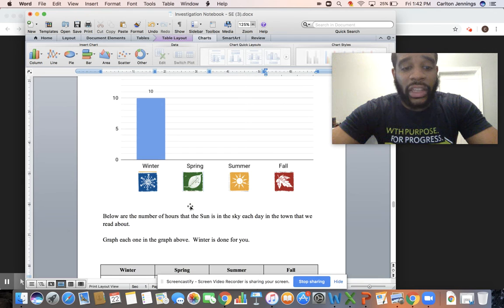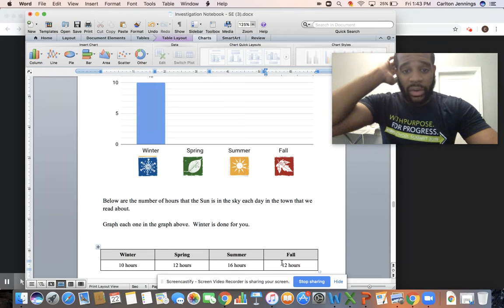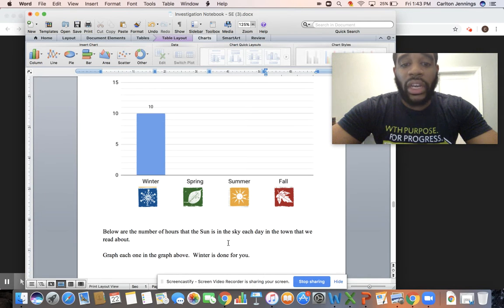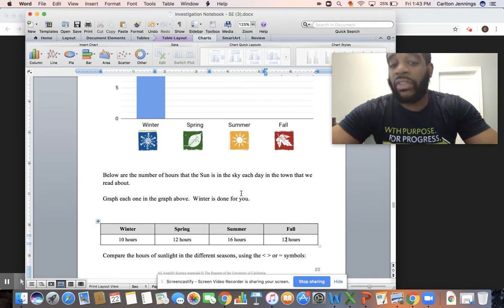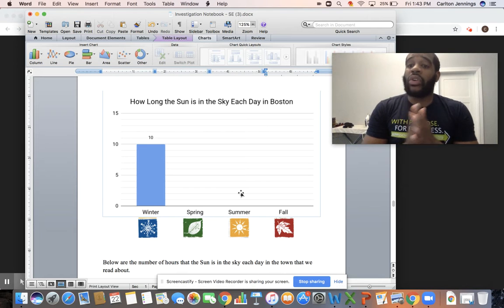Next is spring. At the bottom, we have the number of hours the sun is in the sky each day in the town that we read about in the book. So we have winter, 10 hours, spring, 12 hours, summer, 16 hours, and fall, 12 hours. We have winter already done. Spring, summer, fall are the ones that we need to do. We know that spring has more hours than winter, so this bar should go up more. In the summer, it is 16 hours, which is even more than spring. And in fall, it is 12 hours. We're going to be looking at that more in our next graph.